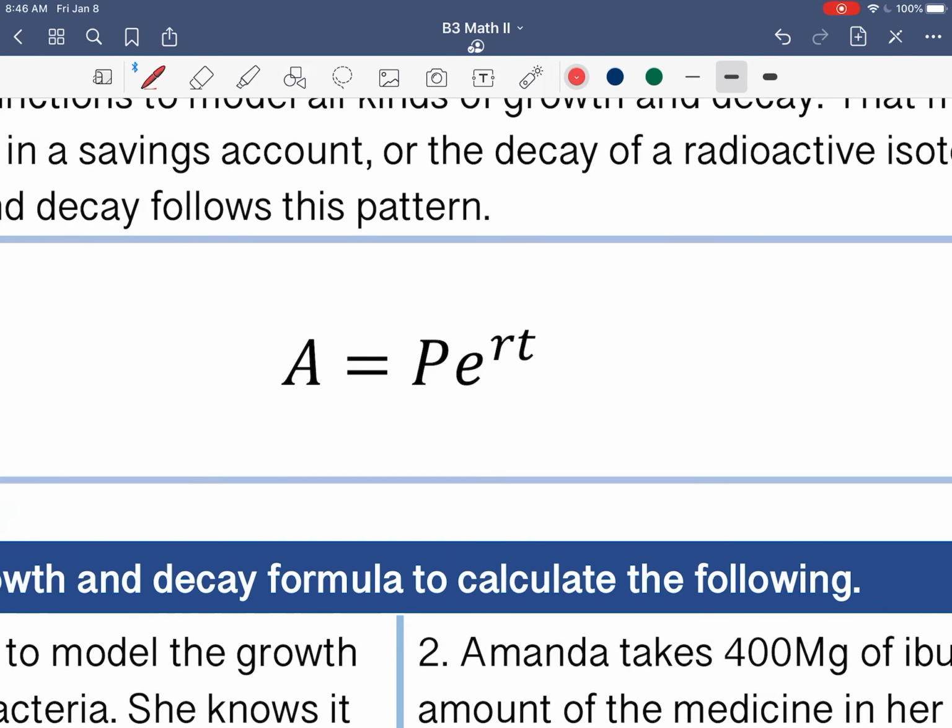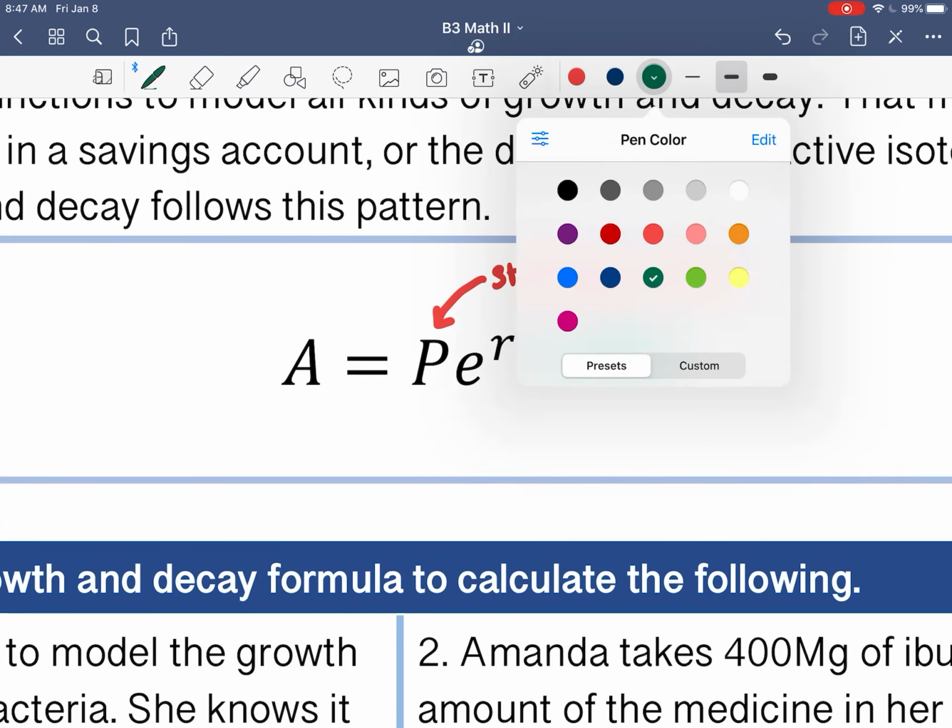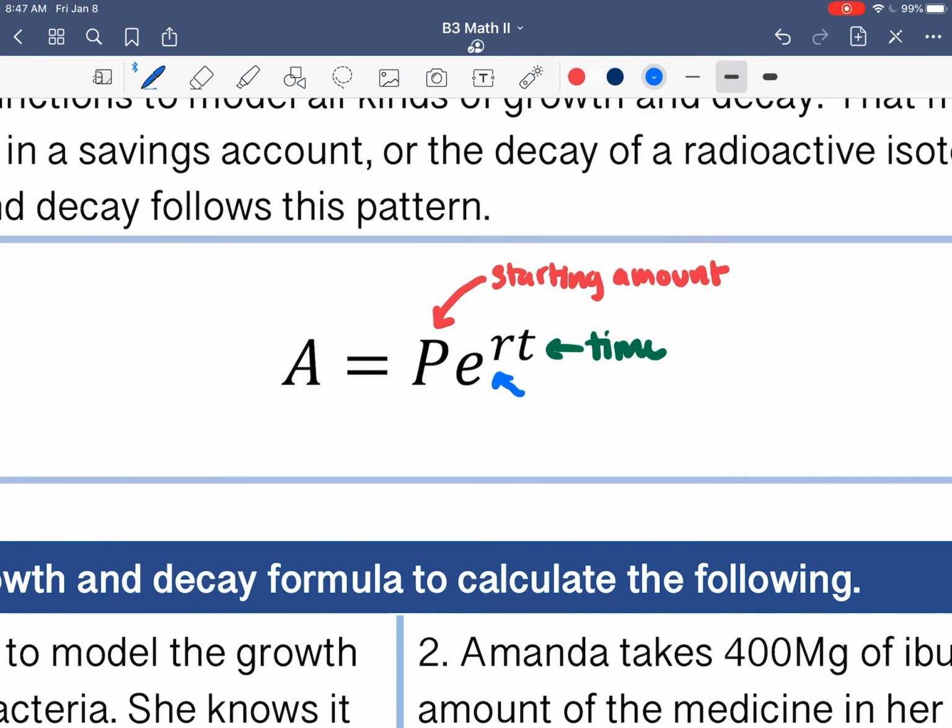So this formula has a P in it. It's a P because it stands for principal, but it's also the starting amount. Principal is a word we use mostly with money, but it does mean how much you started with. Then we have the T, which is time, and then we have the R, which is the rate, the rate of growth or decay, depending on what kind of problem you're doing.